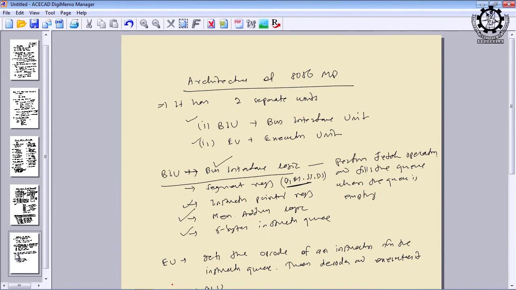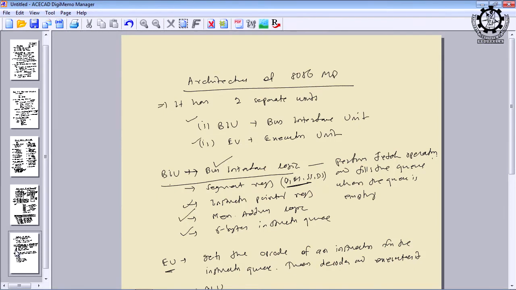Okay. And what is the job of a bus interface unit? It will perform the fetch operation and fills the queue, 6 byte instruction queue when the queue is empty. Okay. So, as I told you, a prefetch 6 bytes queue is available. So, which will prefetch 6 bytes of instruction from the memory and store in advance in the microprocessor. And where it is stored? It is stored in the bus interface unit, right.